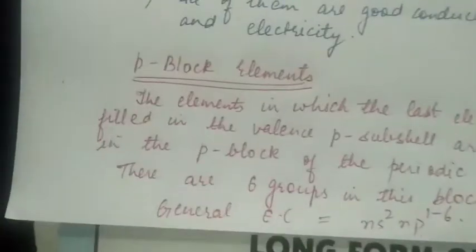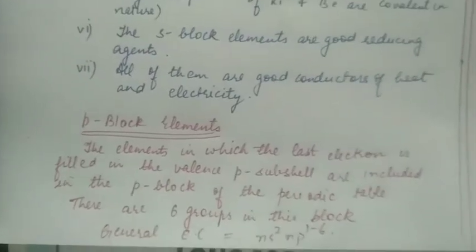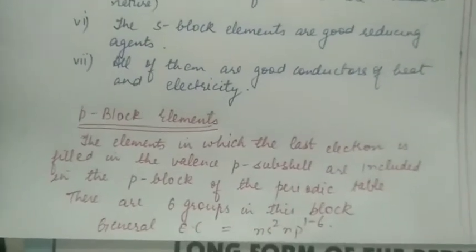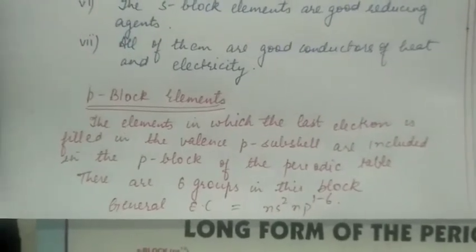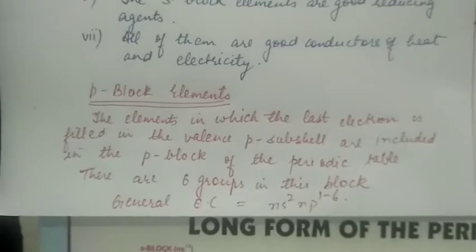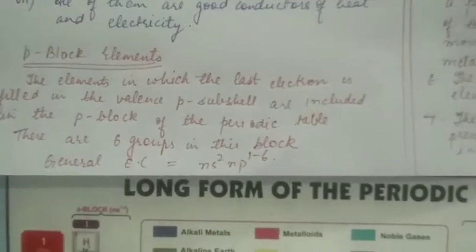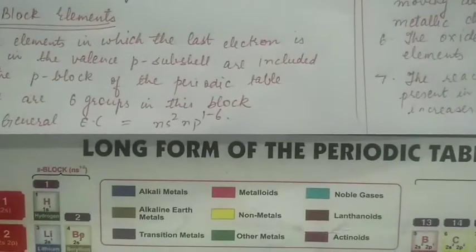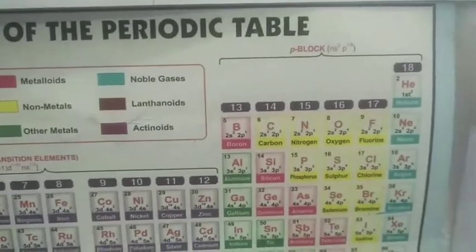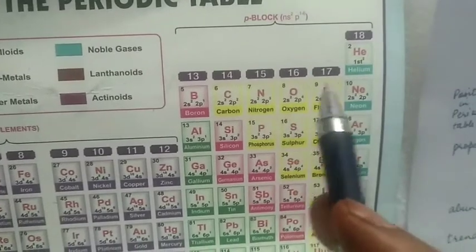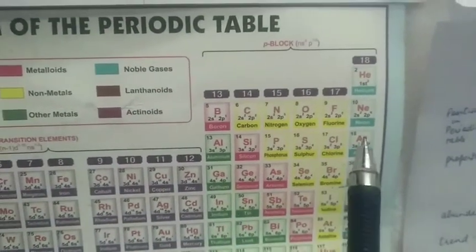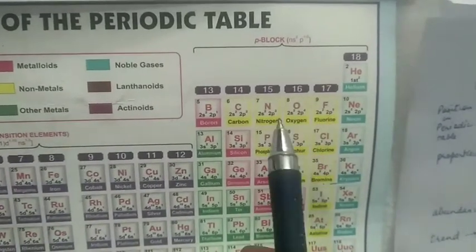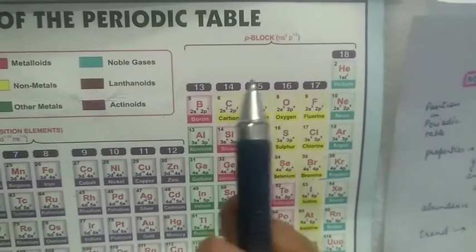P block elements. The elements in which the last electron is filled in the valence P subshell are included in the P block of the periodic table. There are 6 groups in this block and the general electronic configuration is ns2, np 1 to 6. So groups 13, 14, 15, 16, 17, 18 belong to P block elements. The last electron in these elements enters the P subshell.